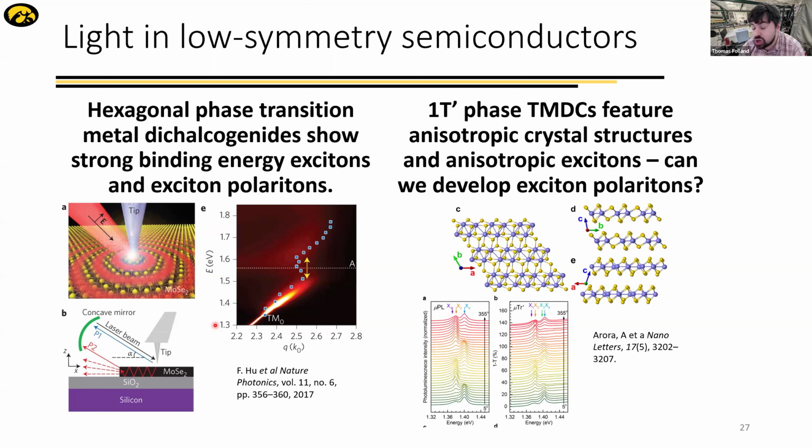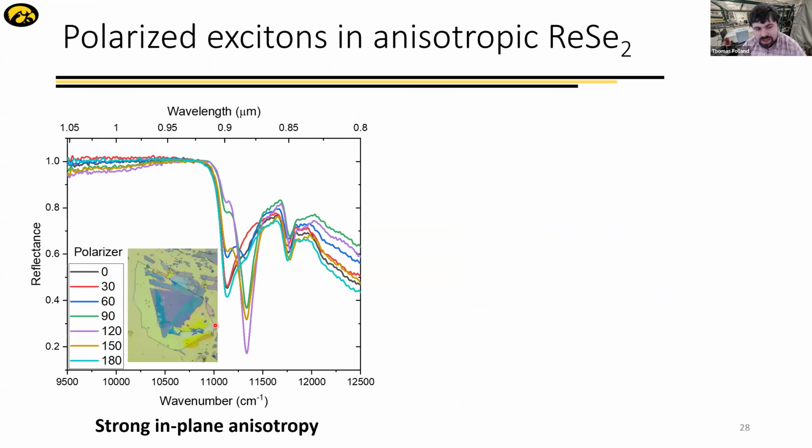This actually is a triclinic crystal structure. So this is the lowest symmetry crystal structure that exists. It has 3 different bond lengths, but also the bonds are not orthogonal to each other. The crystal Bravais lattice vectors are not orthogonal to each other. They actually have different angles with respect to each other. One of the consequences of this is if you do polarized spectroscopy of rhenium diselenide, you observe that the excitons themselves are very highly anisotropic.